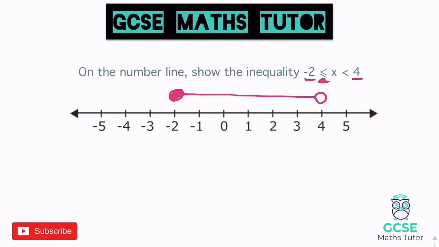There we go. So that is between -2 and 4. Remembering that is equal to -2. So the numbers that this could be is we could have -2, -1, 0, 1, 2, and 3, but not including the 4 there because it says less than 4.